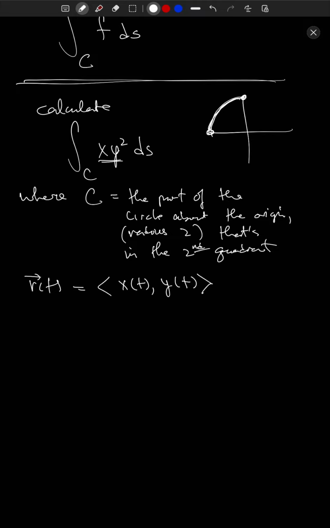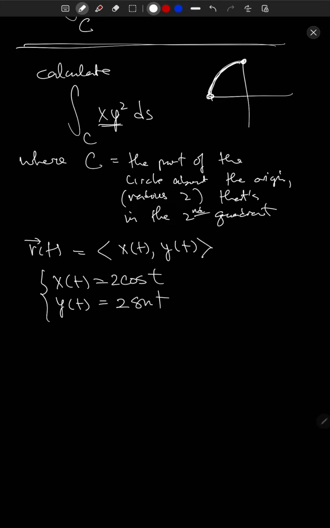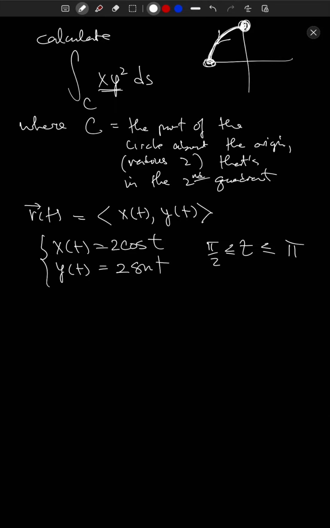Okay, so we need a parameterization that represents this quarter circle. By now, hopefully we're used to using this guy here. We are radius 2, so I'm going to put a 2 there. That's going to be our parameterization. We're interested only in the part that's in the second quadrant, so t between pi over 2, which would be here, and then pi, which would be here. So we're doing a parameterization that travels in that direction. At this moment, travel direction is irrelevant, but we will care about it in just a few minutes.